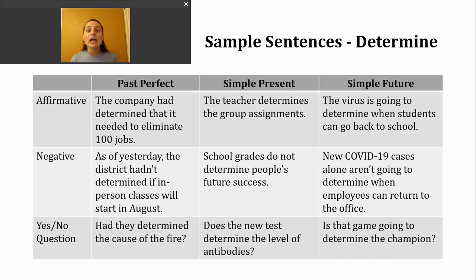Next, let's take a look at simple present. Here, we're discussing habits and routines. And what you need to remember about the affirmative simple present is that if our subject is one woman, she, one man, he, one thing, it, then our verb is going to end with an S. Otherwise, if our subject is I, you, we, or they, it's just the base verb.